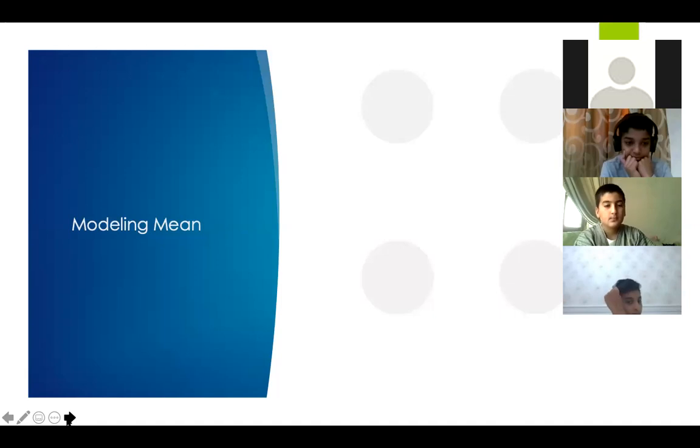Modeling mean. I will not give you at first the definition of mean in data, but I will let you discover what it is about. Are you ready? Okay, let's start with an example.